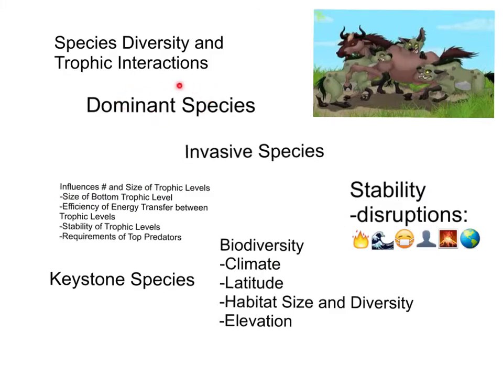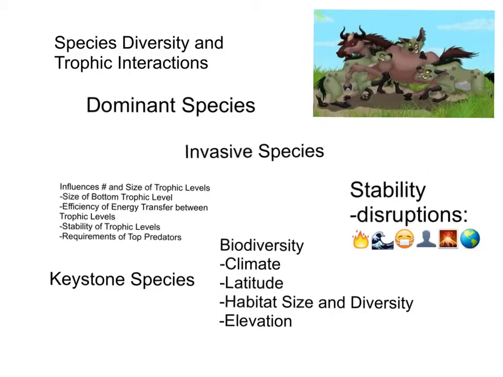A dominant species is the most abundant species in an ecosystem. A keystone species has a strong influence on the health of an ecosystem. An invasive species is an introduced species that displaces the native species because it is a better competitor. All of these factors influence the number and size of trophic levels in an ecosystem. All of these factors influence biodiversity. Increases in biodiversity mean increased stability of an ecosystem.